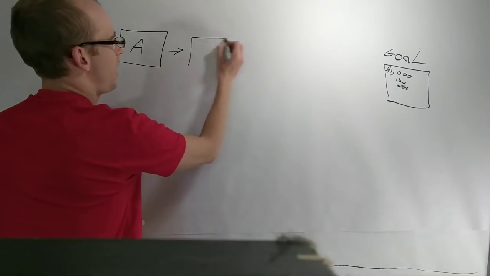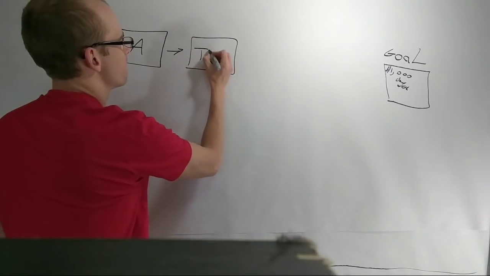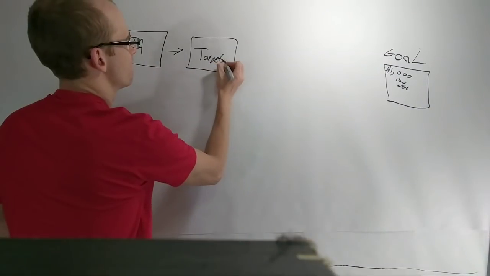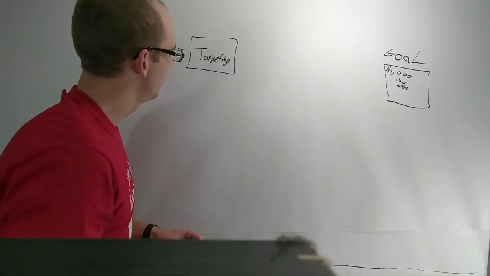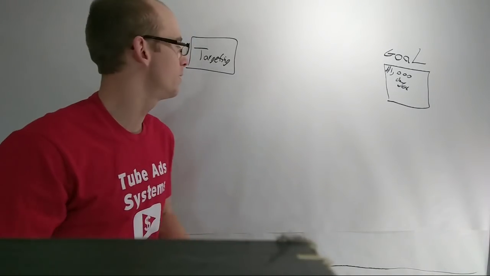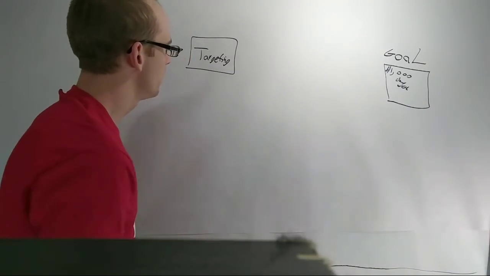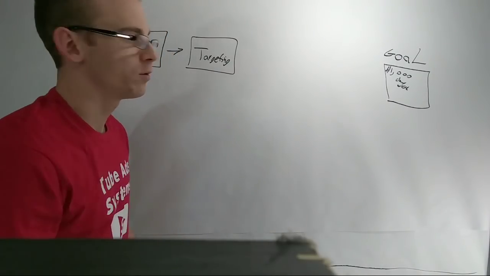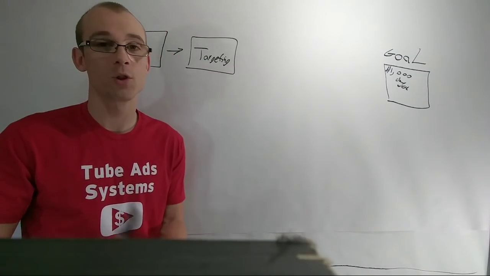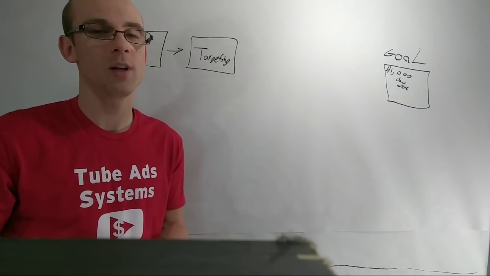Then, of course, we have the targeting. With targeting, there are three main pieces you want to think about: using the right methods and the right placements. First, there are different types of YouTube ads. There's search ads, side ads, in-stream.